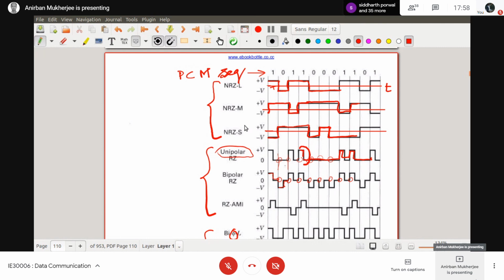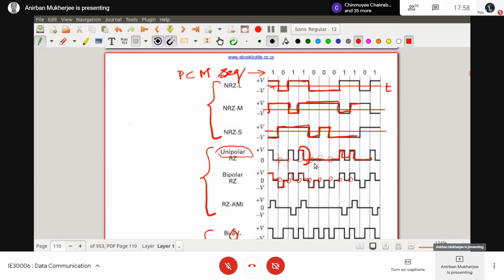Bipolar means, say, in the previous case for 1 I have done a transition from top to 0, but here for 0 bit also I will do another transition, from negative to 0. That means for 1 I will do plus V to 0, and for logical 0 I will do from negative to 0. For 1 it is top to 0, for 0 it is bottom to 0. In this way, actually, I can represent, and there are some advantages and disadvantages of each.